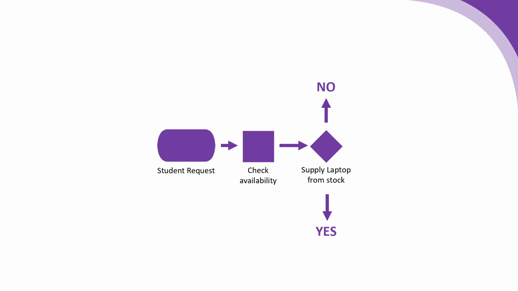So in this case, it's a yes-no decision, really. There is availability or there is not availability. Or we are going to supply a laptop from our stock or we're not going to supply a laptop from our stock. If you're dealing with a more complex process map, you may have 3, 4 or 5 different branches, but each of those should still be very clearly labeled.